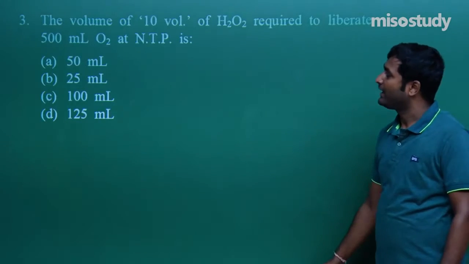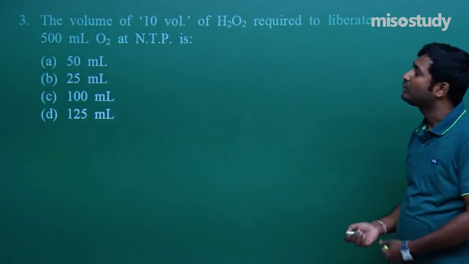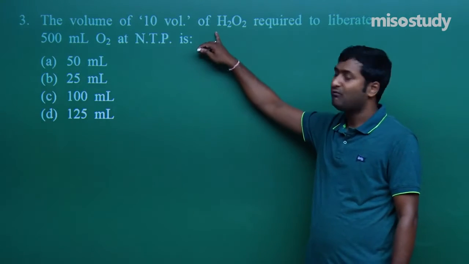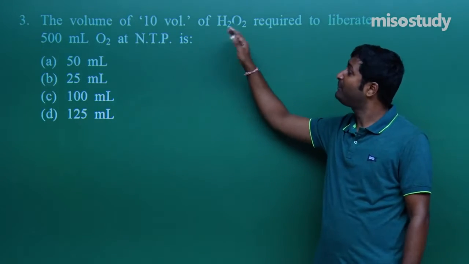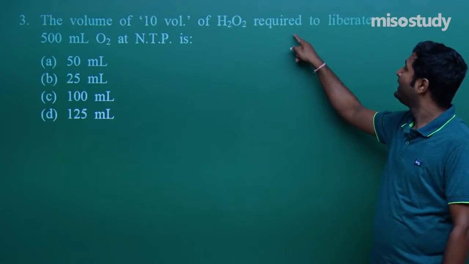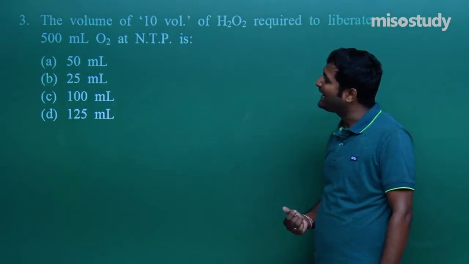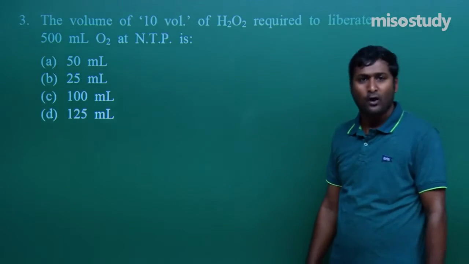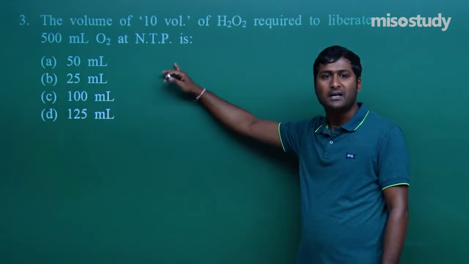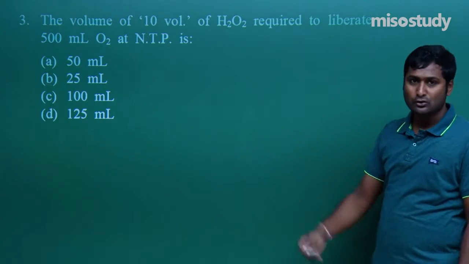Now look, this is a completely calculative type. What is given here? The volume of 10 volume H2O2 required to liberate 500 ml of O2 at NTP. What is NTP? We know it is normal temperature and pressure. Now how to solve such a question?